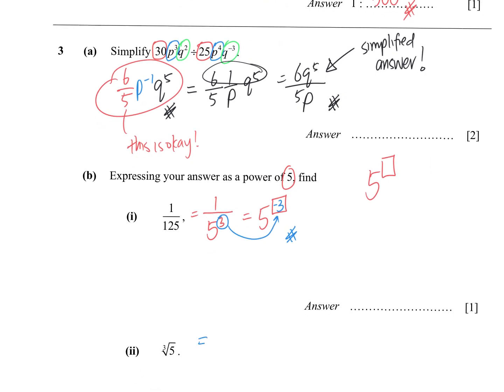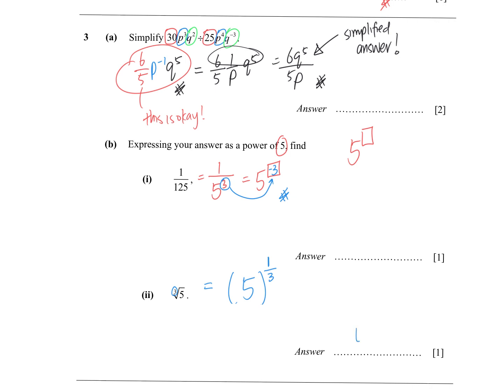Okay, next one. When it's square root, cube root, fourth root, a root is always a fraction power. So this little 3 tells me this is a 1/3. So it's just 5 to the power of 1/3. Okay, so all these marks you must get. You cannot lose all these marks because these are the direct ones.